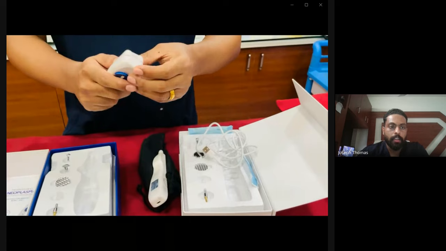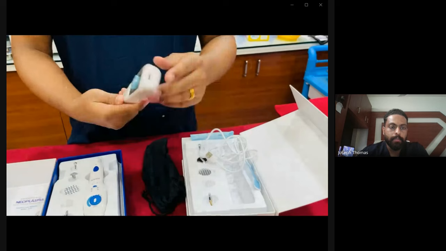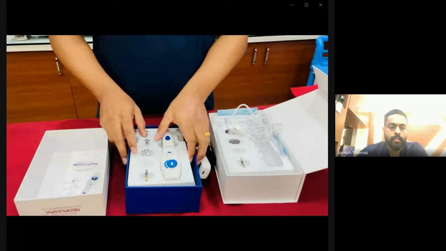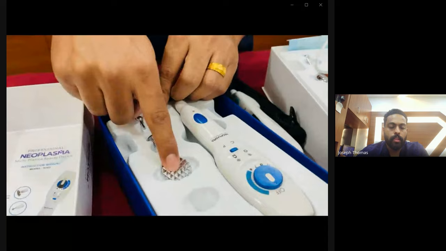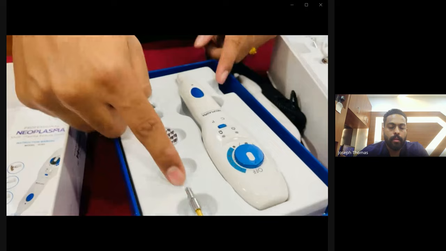So that is the pen, and that's how it comes. Those are the heads. There is a head for electroporation, a head for anti-acne, a head for reducing wrinkles, and so on.